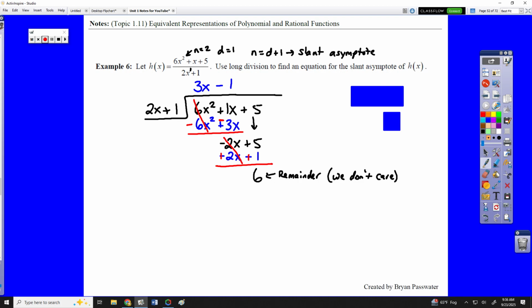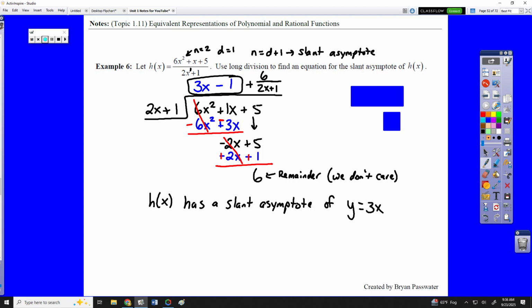Because the quotient portion without the remainder is the equation of the slant asymptote. So we have an answer here of 3x minus 1. Technically, we would have a remainder of 6 over 2x plus 1, but that remainder is not part of the equation. This h of x has a slant asymptote of y equals 3x minus 1.